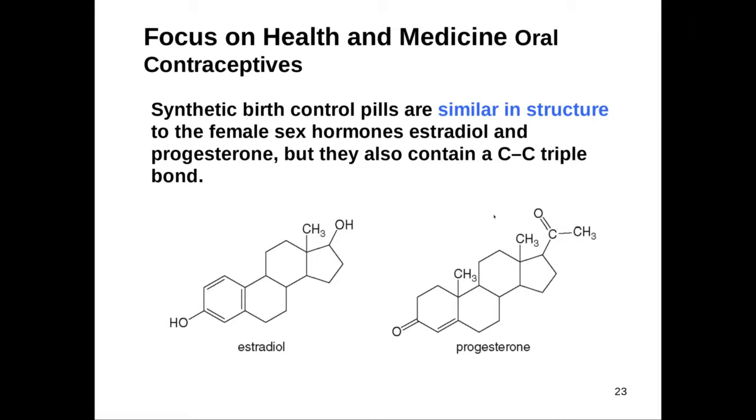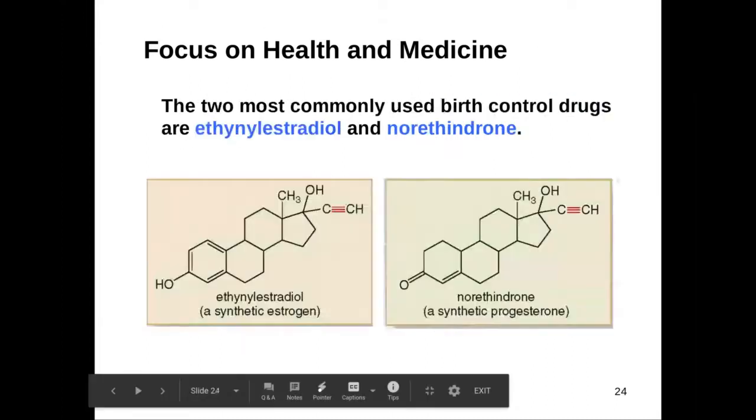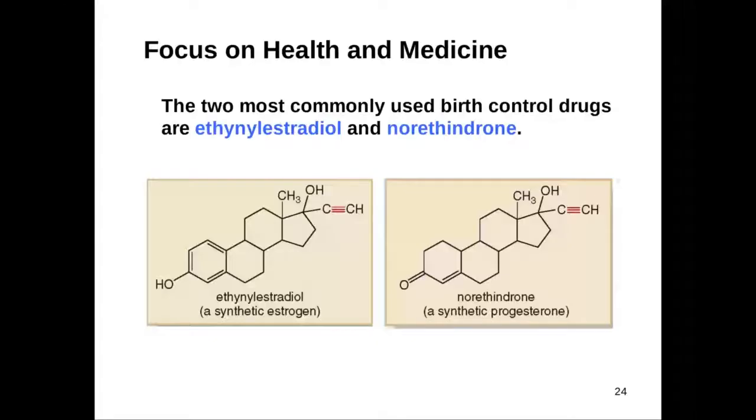So this is progesterone and estradiol. They're common female sex hormones, estrogen, right, and progesterone, right? This is what they look like. Now, our synthetic ones look like this. So these are alkynes, right? They have triple bonds, so they're alkynes.